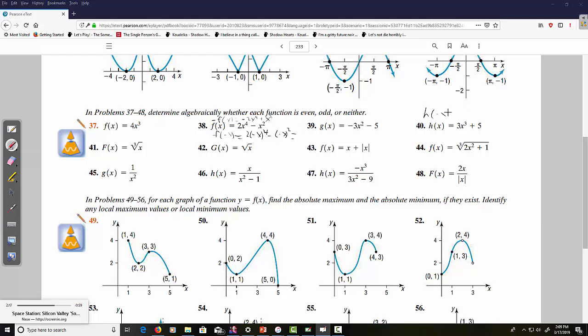If you do h of negative x, you get, let's see, 3 times negative x cubed plus 5, which is negative 3x cubed plus 5, which is not the same as the original function, so it's not even. And if you do negative h of x, you will get negative 3x cubed minus 5, which is not the same thing as this, so it's neither even nor odd.